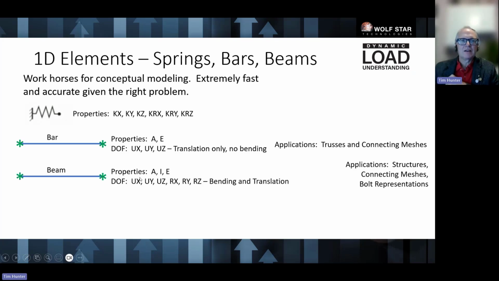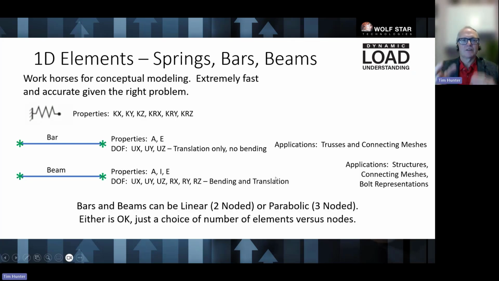And then the beam has full degrees of freedom, all 6 degrees of freedom available. Its properties are the area, the cross-sectional moments of inertia, and the modulus of elasticity. It's a very robust element used for looking at structures, connecting meshes, and looking at bolts. So these are all great, robust elements and can be used in any way you want to. It's basically your modeling techniques that determine how you use these things.